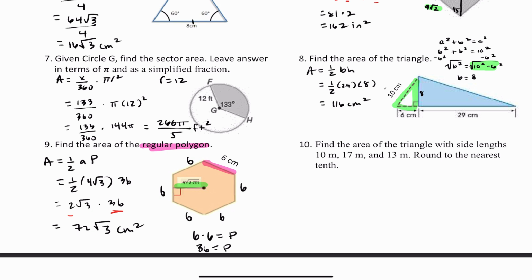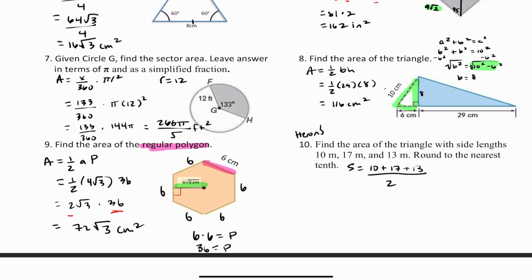Number 10, find the area of the triangle with side lengths 10 meters, 17 meters, and 13 meters. Round to the nearest tenth. So for this problem, we do not have the height. Now, if we do not have the height, we're going to apply Heron's formula. The first thing that you have to do is always find your semi-perimeter, which means that you add up all the sides. So S is equal to 10 plus 17 plus 13, and then you divide the result by 2.